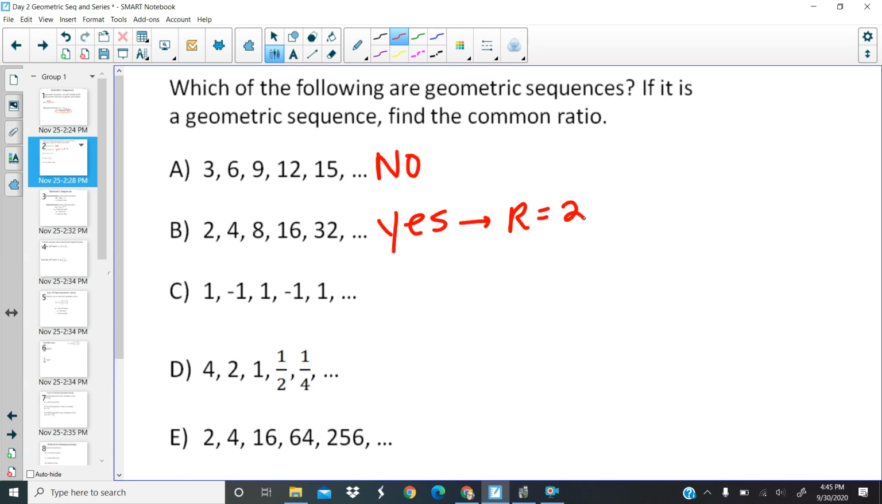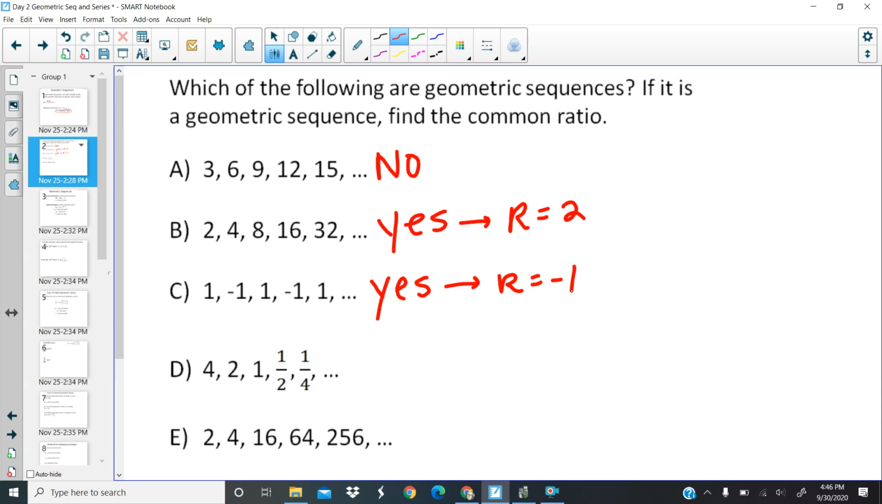The next one, to get from 1 to -1, you're multiplying by -1. From -1 to 1, you're multiplying by -1. From 1 to -1, you're multiplying by -1. So as long as that pattern continues, this one is a yes, and the common ratio is -1.